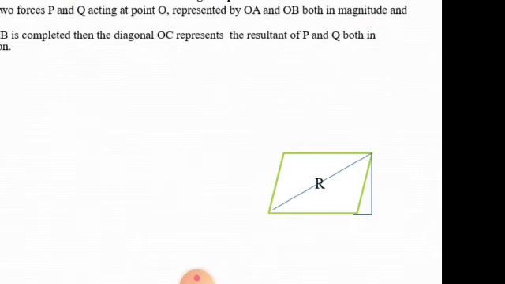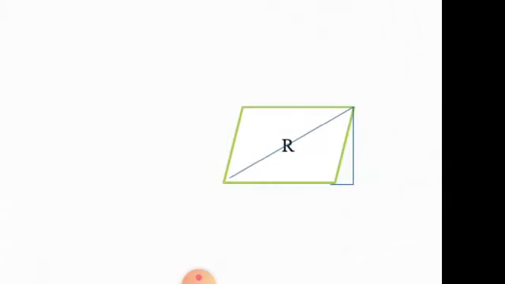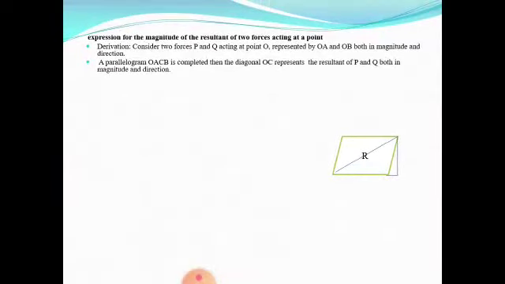Draw CD perpendicular to OA produced. Since AC and OB are parallel and equal, AC also represents the force Q. Let angle BOA be equal to theta and angle COA be equal to alpha.